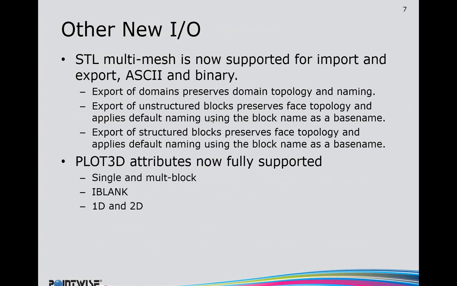Finally, for I/O, we do have a couple of other things that we've updated. Our support for STL import and export has been updated with the ability to read and write files that have multiple surfaces in an STL file. We also now write and import and support naming for those surfaces. And along with our Overset capability, we have upgraded our Plot3D support with new attributes for single multi-block, iBlank information, and 1D and 2D Plot3D files.